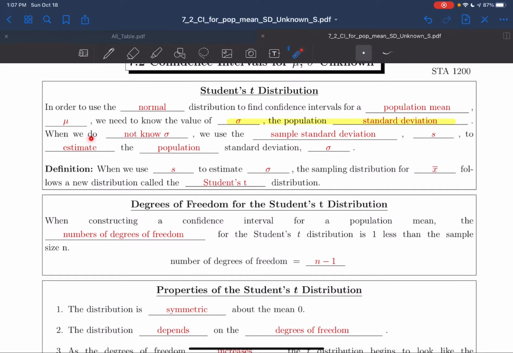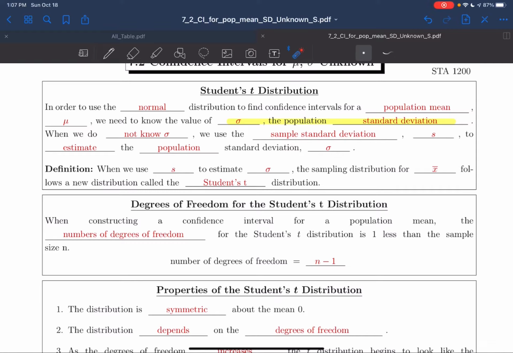When we do not know the population standard deviation, we use the sample standard deviation, S, to estimate the population standard deviation, sigma. So we're going to replace sigma with our sample standard deviation. In the real world, they actually do this quite often because we don't know the population standard deviation most of the time. That's why a lot of people just use the sample standard deviation S.